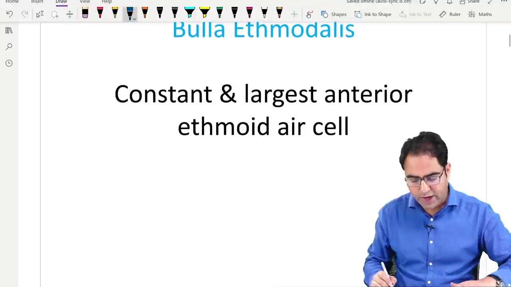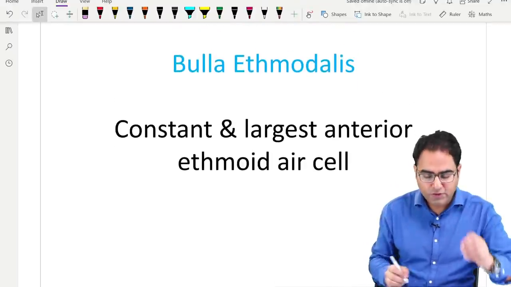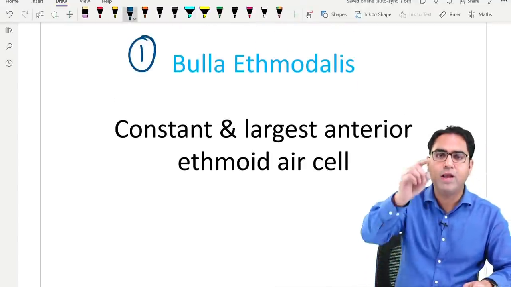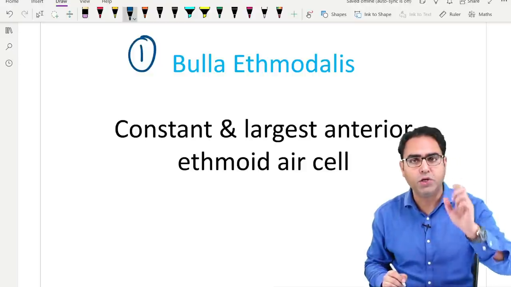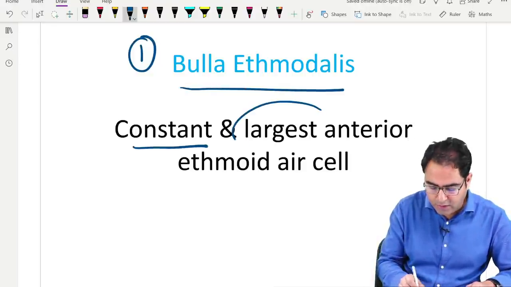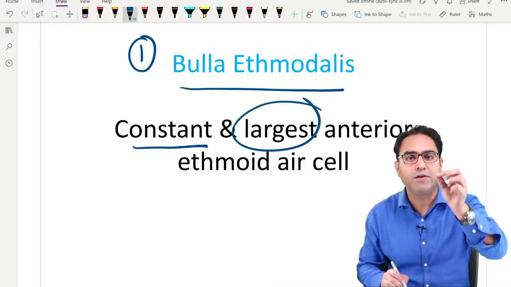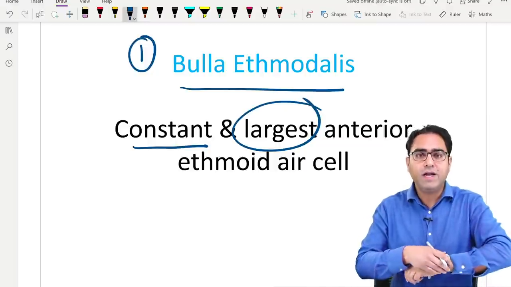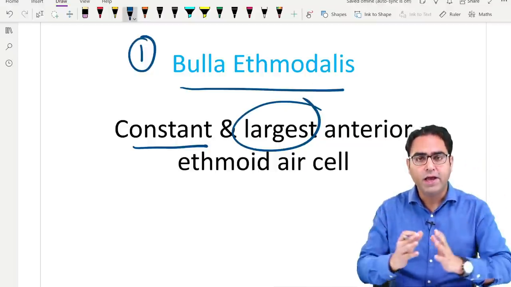First of all, let us revise the constant cells. The first constant cell is, everybody speak with me, number 1, bulla ethmoidalis, NEET PG question, beta. Bulla ethmoidalis is constant, yes. The main thing is it's the largest anterior ethmoid air cell. Largest, constant, and largest anterior ethmoid air cell is bulla ethmoidalis.